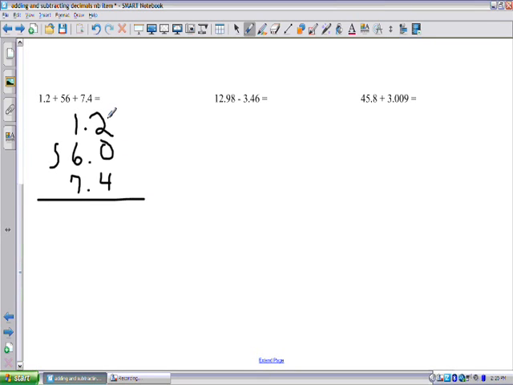And we can say 2 plus 0 plus 4 is 6. Bring my decimals down. 1 plus 6 is 7, plus 7 is 14. Carry 1. 1 plus 5 is 6. Nothing else to add to that. I end up with 64 and 6/10.